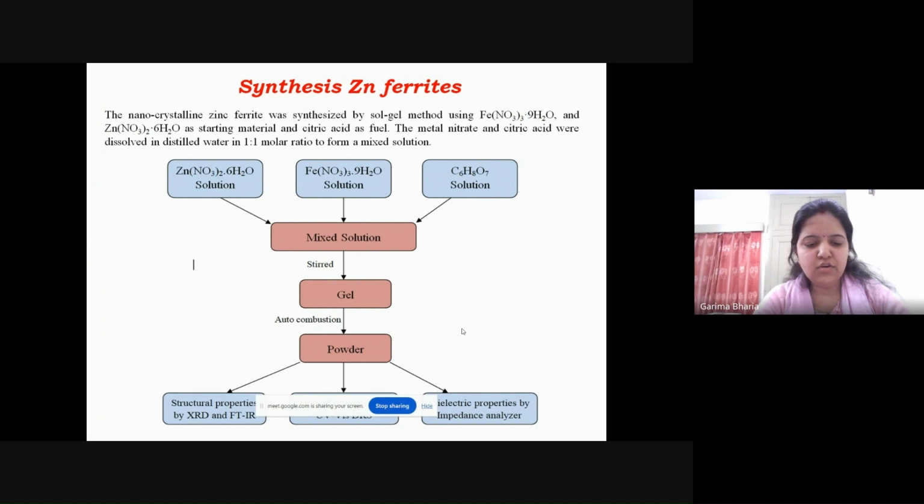The obtained powder was thoroughly ground in an agate mortar and dried at room temperature in a furnace. The dried powder sample was annealed at different temperatures, 200, 400, 600, 800 and 1000 degrees centigrade, for 6 hours in the air atmosphere, which were used for the different measurements.